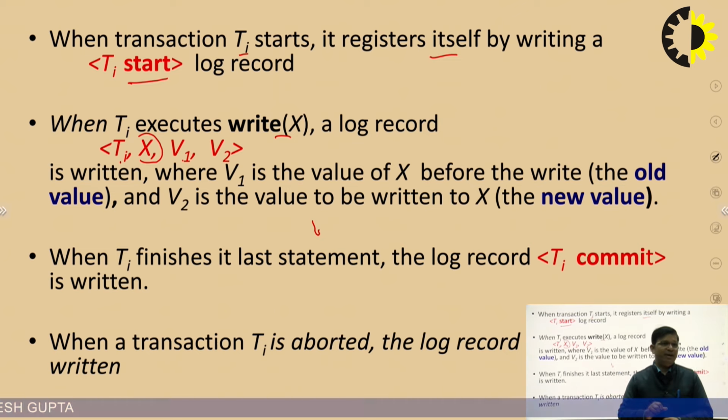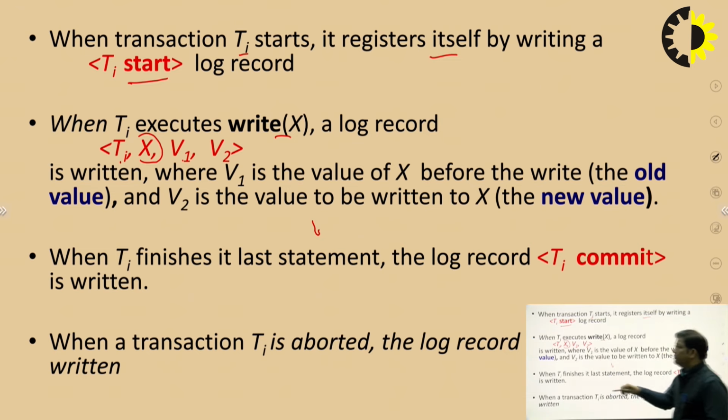So X is the write operation, V1 is the old value, and V2 is the new value that is written over the V1 variable. When Ti finishes, when it completes the transaction, then a Ti commit record must be there to finalize that the transaction has been completed. And when a transaction is aborted or failed due to some problem, the log record must hold abort Ti, so that the log file shows whether the particular transaction has started, done some operation, been committed, or been aborted.